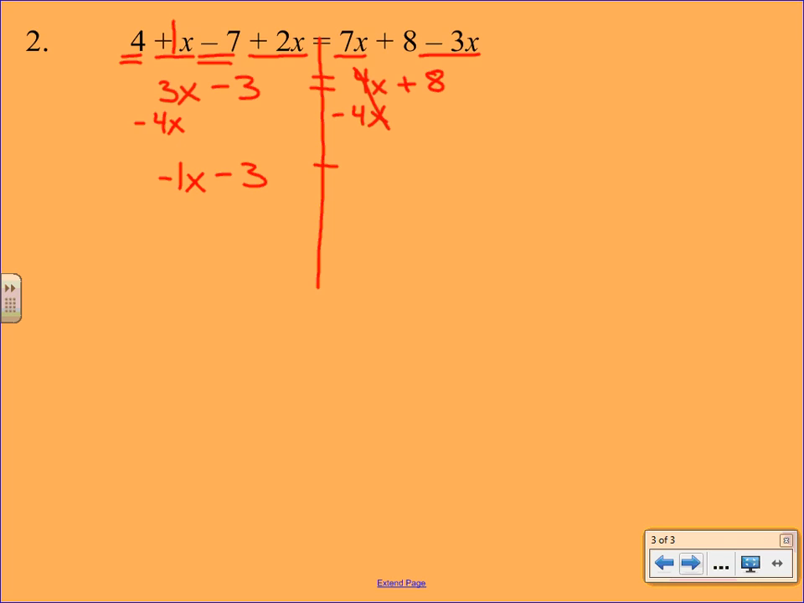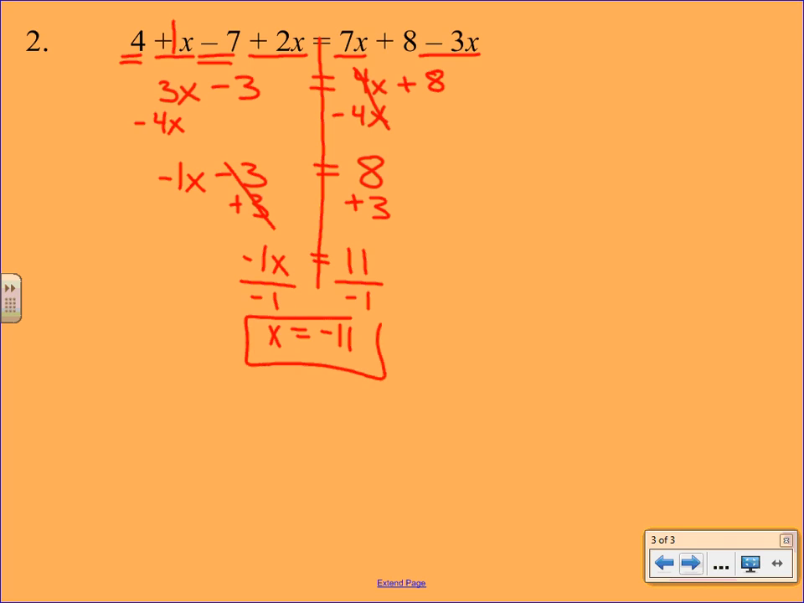Bring everything else down. And now you're back to a two-step equation. Add 3 to both sides. Bring down the minus 1x. 8 plus 3 is 11. Divide both sides by a negative 1. And x is negative 11.